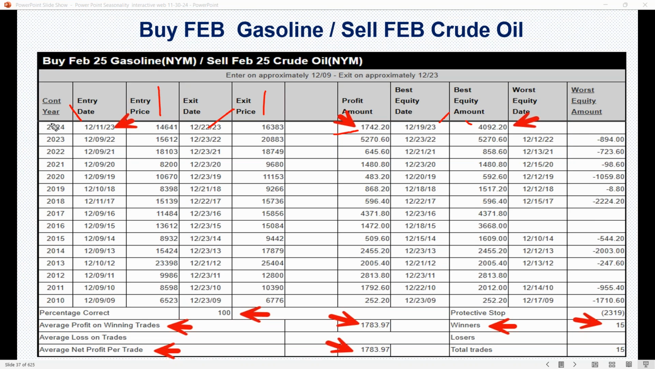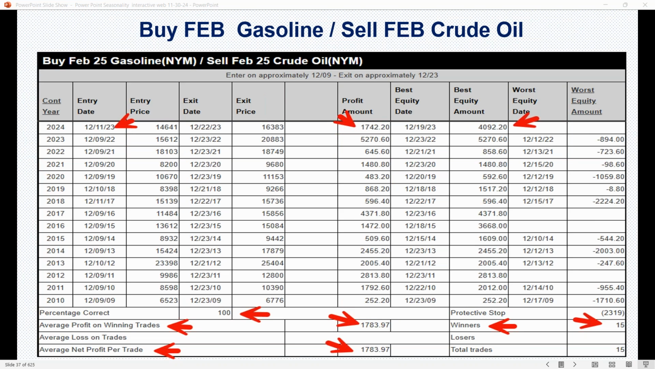Here's 2024. So that was the last year, 2023. Here's entering the 22nd. Here you just come down and look at the list, and it's been a winning trade every time. The smallest profit was back in 2020, getting in right at the end of 2019. This is a 2020 futures contract, and you see the entry, exit, et cetera. It gives you all this information. And then down here, you can see the average profit on the winning trades was $1,783 average profit per trade, et cetera.